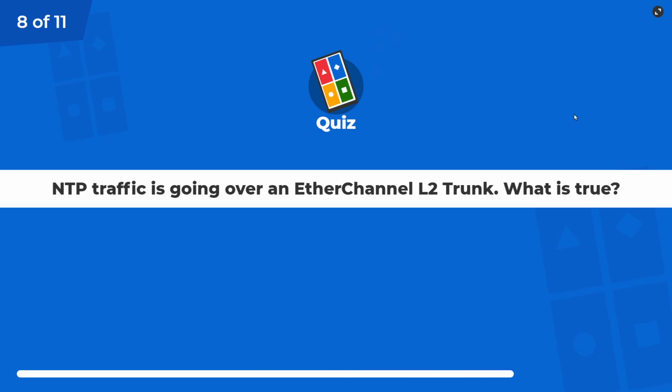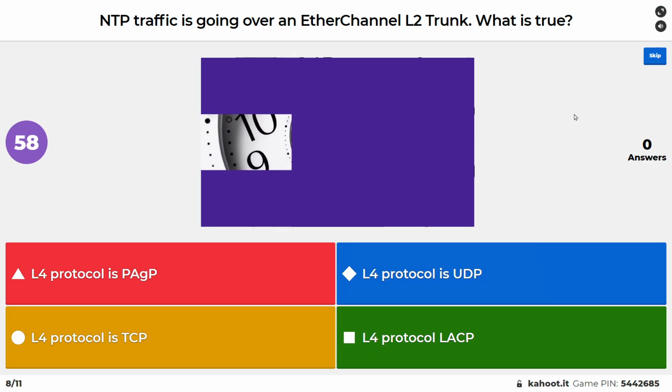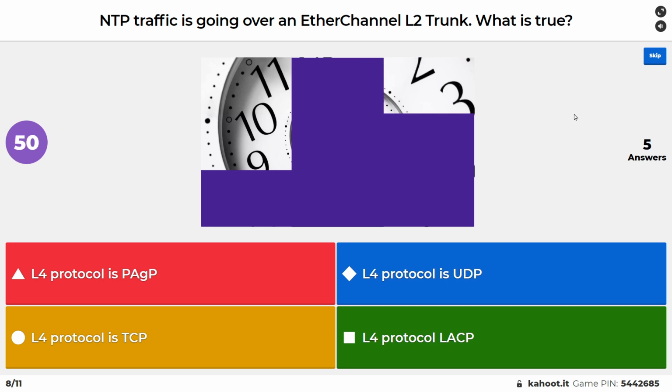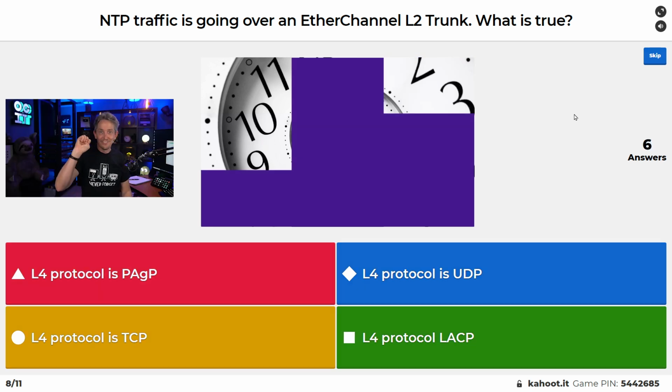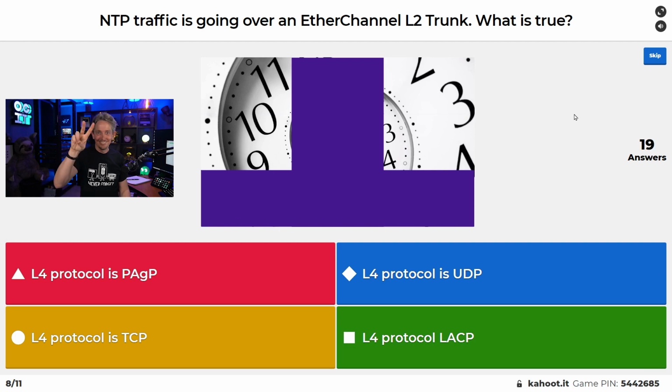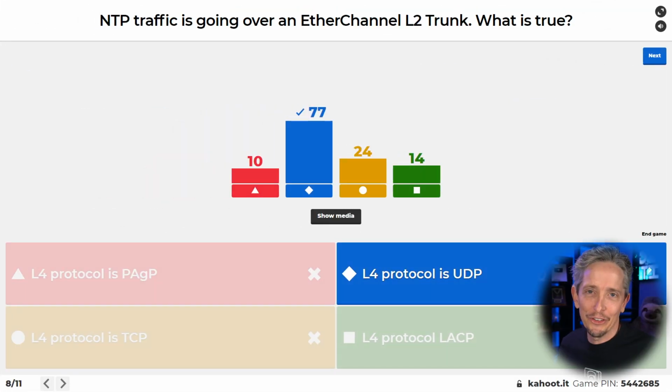Here's our next question, question 8 of 11. NTP, Network Time Protocol, traffic is going over an EtherChannel layer 2 trunk. Ooh. What is true? I'm looking for one correct answer here. The faster you answer correctly, the more points you get. NTP traffic, and this is true for NTP traffic wherever you might find it, uses UDP, and the well-known port is 123.